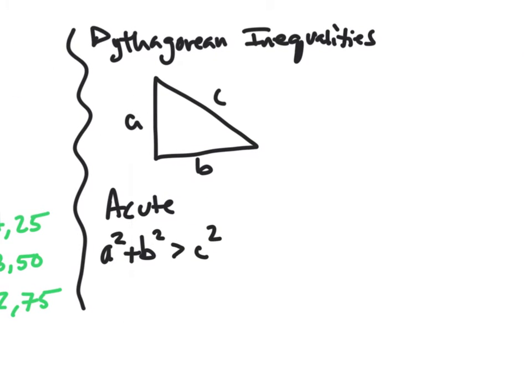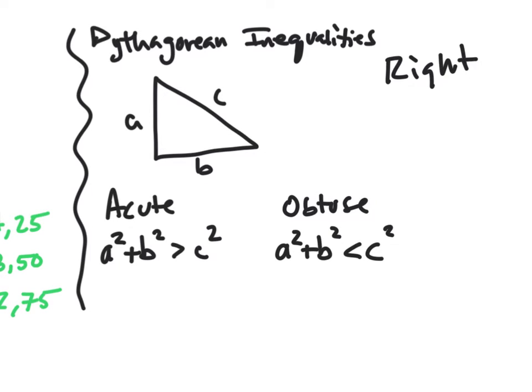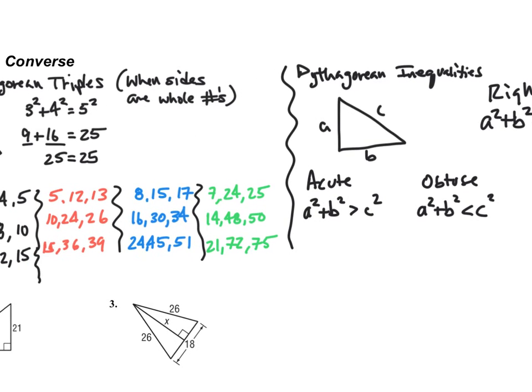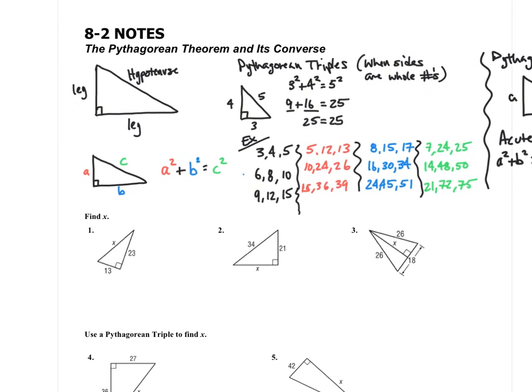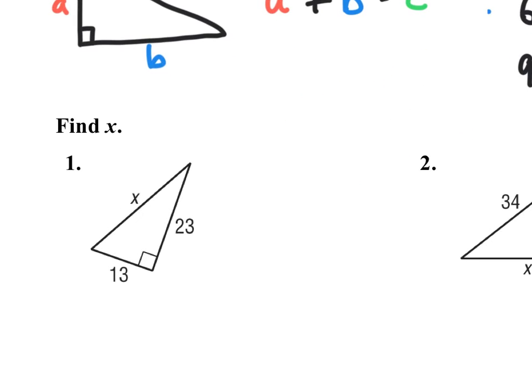I know I have an obtuse triangle if it's the opposite: if A squared plus B squared is less than C squared. And of course you would have a right triangle if A squared plus B squared is equal to the third side C squared. We'll explore that, but these are the different things involved with the Pythagorean theorem. It's really good stuff. Let's go ahead and take a look at number 1 as a practice problem.